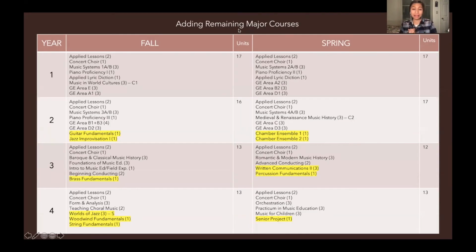So here we're adding our remaining major courses. I went ahead and just filled it in. I started with the brass and woodwind and string fundamentals classes and I put those in right away, and then just filled other things in as I went. There are 2 things that I need to mention. One, 100W, or written communications or writing workshop, there's several names it goes by, that requires you to pass your WST, which you should be taking before your 3rd year.